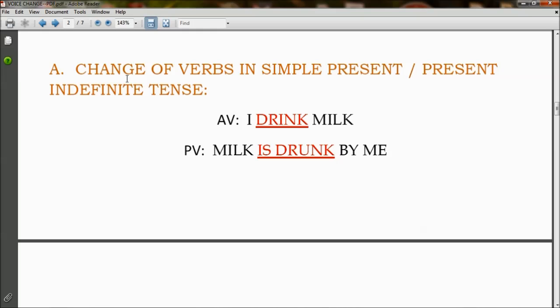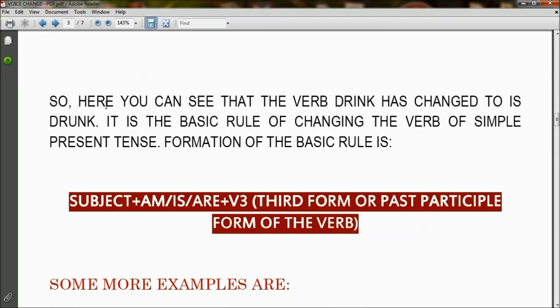A. Change of verbs in simple present or present indefinite tense. In active voice, I drink milk becomes milk is drunk by me in passive voice. So here, drink has changed to is drunk. Drunk is actually the V3 form or past participle form of drink. So here you can see that the verb drink has changed to drunk.